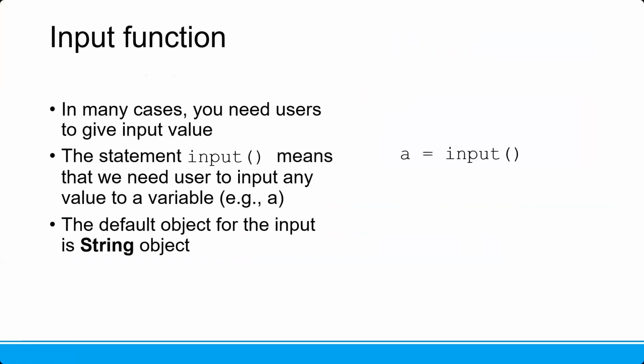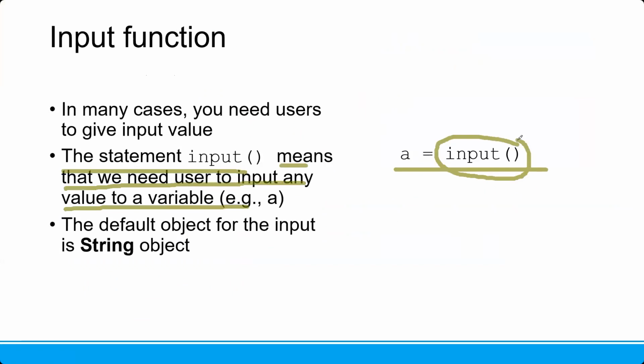So in many cases, you need users to give the input value. The statement input means that we need the user to input any value to the variable. So we have this one. It means the user will input anything to the variable A. The default object for the input is print.